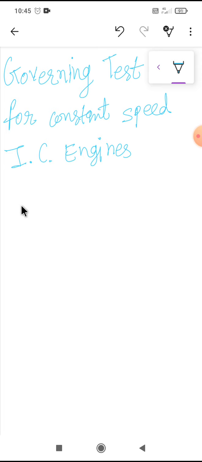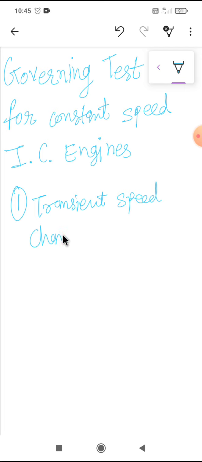First is transient speed change. What do you mean by transient speed change? It is denoted by delta A. It is the maximum deviation of speed after a sudden load change from the speed at steady state level.